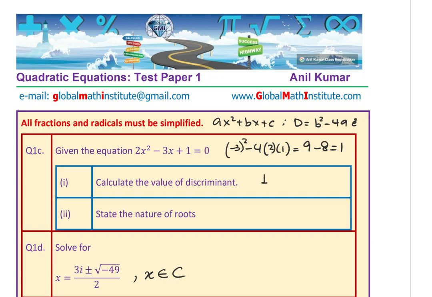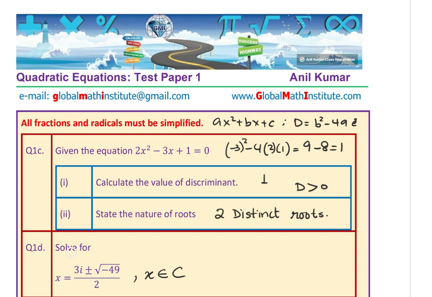So the value of discriminant is 1. If the discriminant is positive, state the nature of roots. We have two distinct roots, because the discriminant is greater than 0, right?